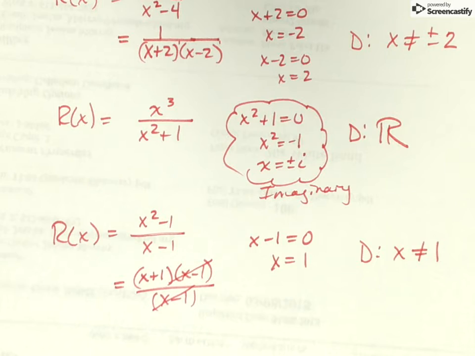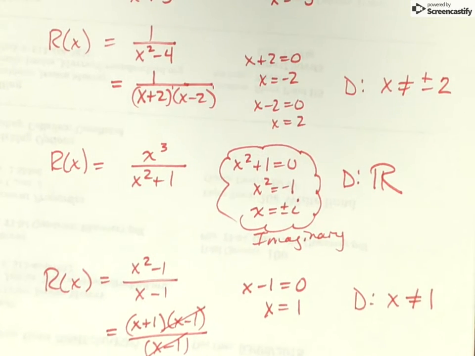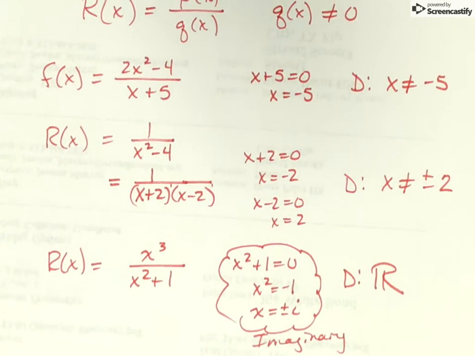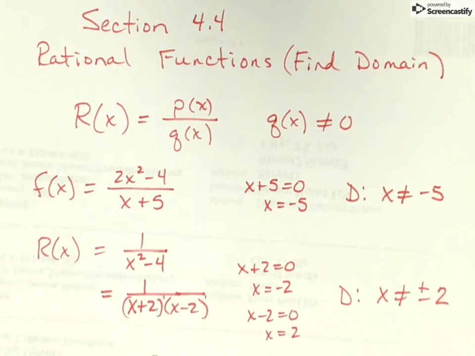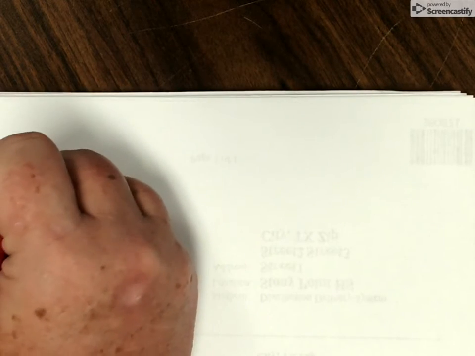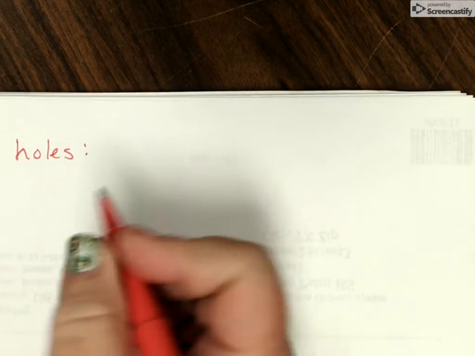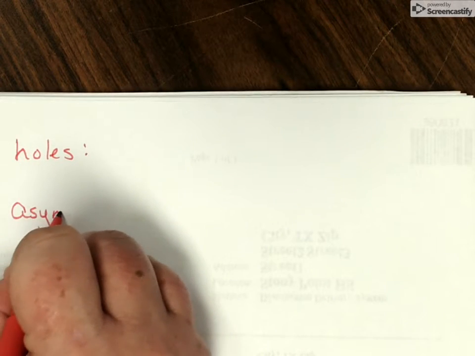Now we've been going through all of these and we've been finding domain restrictions. Well, domain restrictions show up in our graph in one of two ways. Domain restrictions either show up as holes or asymptotes.